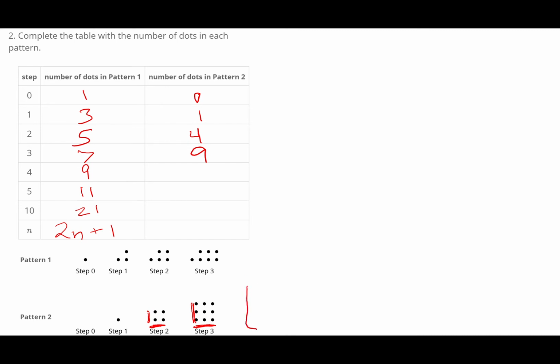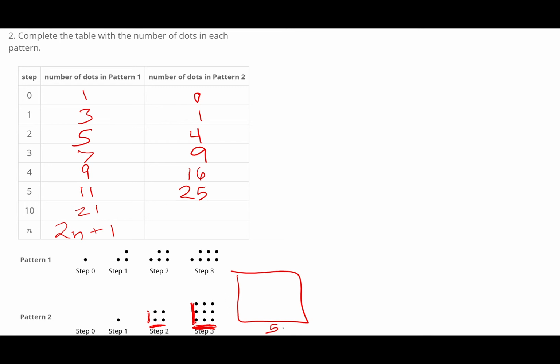Right, without having to draw out all of the dots, we know that for each of these cases, the step number is going to tell us how many rows and how many columns. So for step 4, there's going to be 4 times 4 dots, or 16. And for step 5, we would have 5 rows and 5 columns for a total of 25 dots.